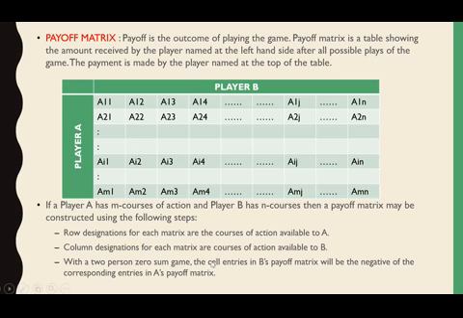In a two-player zero-sum game, the cell entries in B's payoff matrix will be the negative of the corresponding entries of A's payoff matrix. See, now whatever I have written here is called A's payoff matrix. Player A's payoff matrix: A11, A12, A13, A14, and so on. Using the same matrix, if I want to construct player B's payoff matrix, because player B becomes the receiver now and player A becomes the payer, all these payoffs will become negative, right? So it will become minus A11, minus A12, minus A13, minus A14, and so on. Hope the concept is clear.